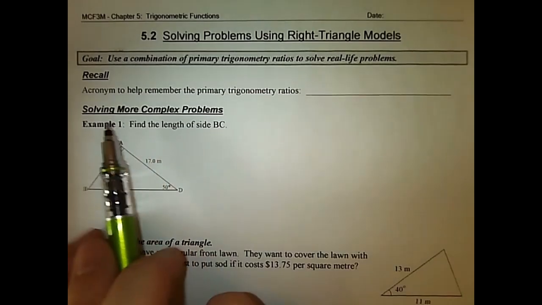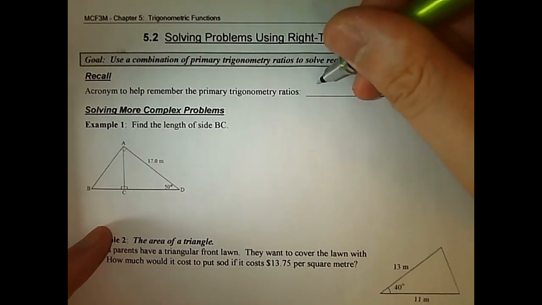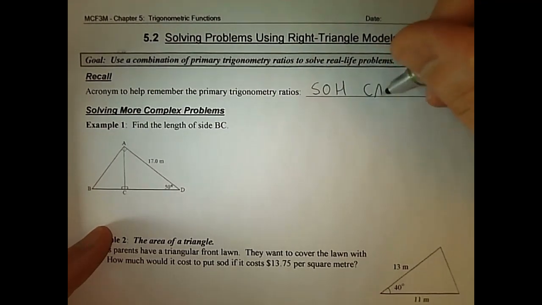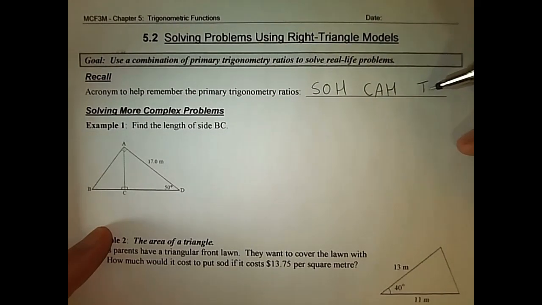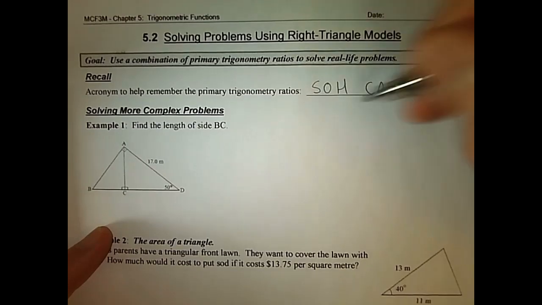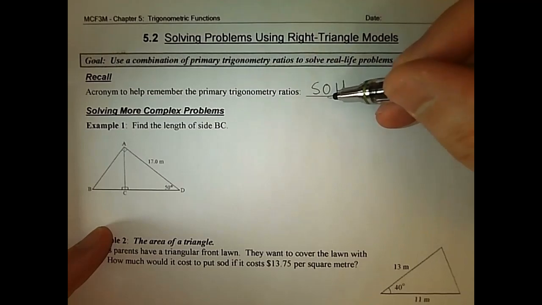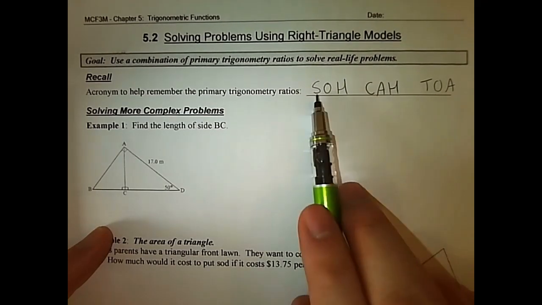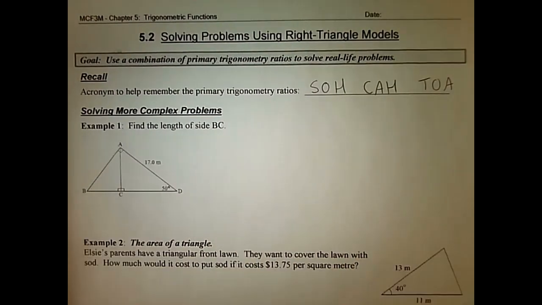So recall, our acronym to help remember the primary trig ratios is SOH CAH TOA. The S is for sine, the O is for opposite, the H is for hypotenuse, A is for adjacent, and we just have to know what each letter stands for to get their proper ratio. So hopefully we learned this after doing the 5.1 homework.